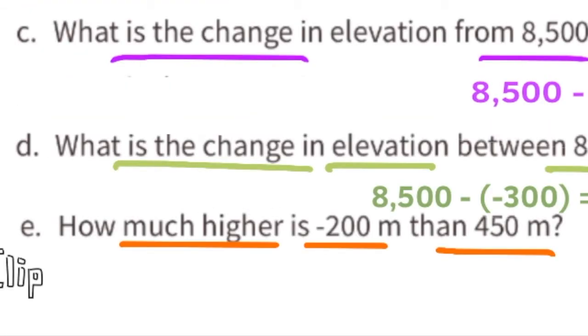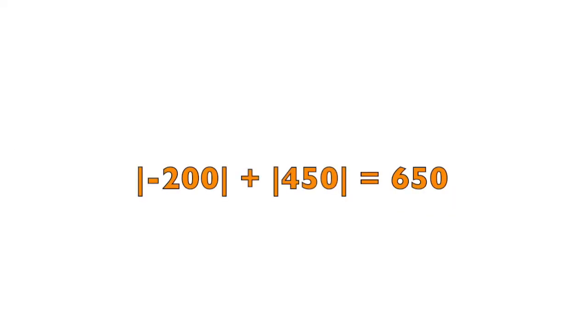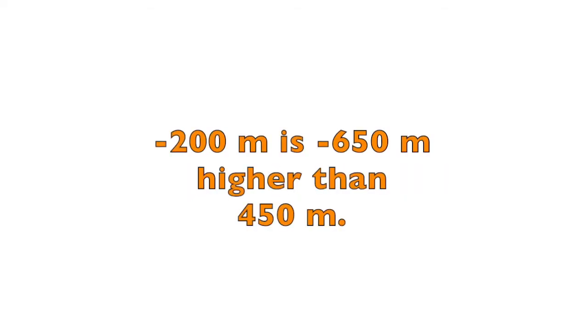E. How much higher is negative 200 meters than 450 meters? We know that negative 200 meters is not higher than 450 meters, so we know this answer is going to be a negative. The absolute value of negative 200 plus the absolute value of 450 equals 650. So we knew the answer was going to be a negative, so we can say that negative 200 meters is negative 650 meters higher than 450 meters.